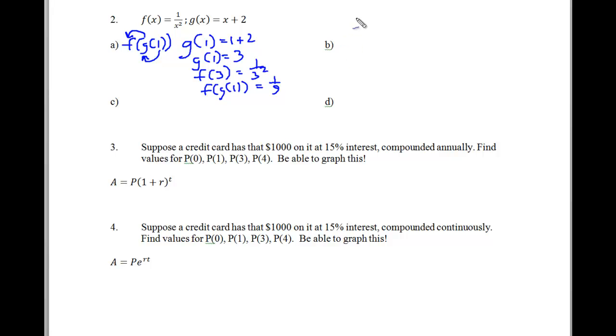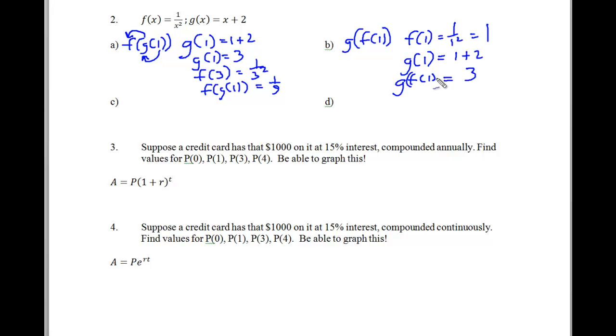Moving on to part B here, we're going to do my g of f of 1. And g of f of 1 is going to be equal to, let's see here, I'm going to take my f of 1 first, which gives me 1 over 1 squared, which is the same thing as 1. And by coincidence, g of 1 is going to be the same as what we did before here, 1 plus 2. So my answer for this problem, my g of f of 1, is equal to 3.